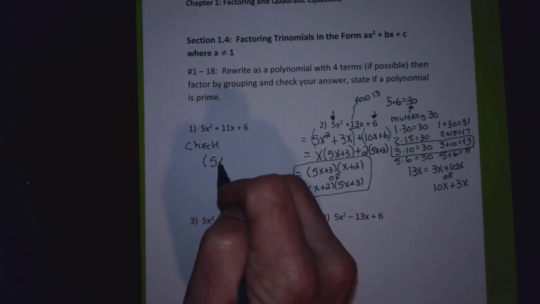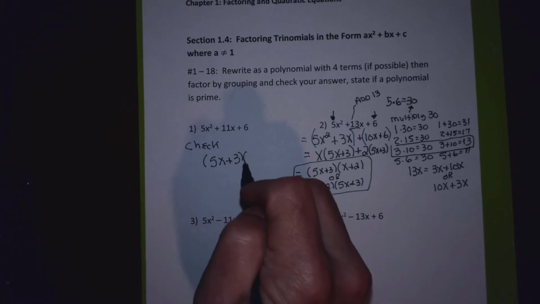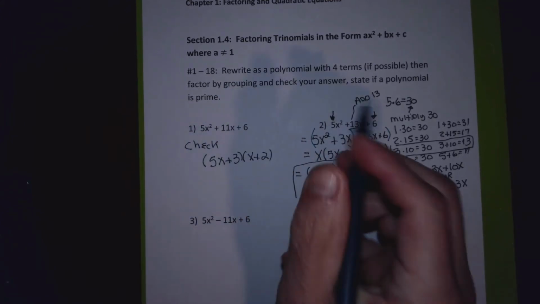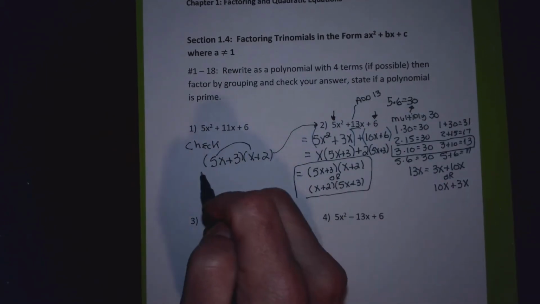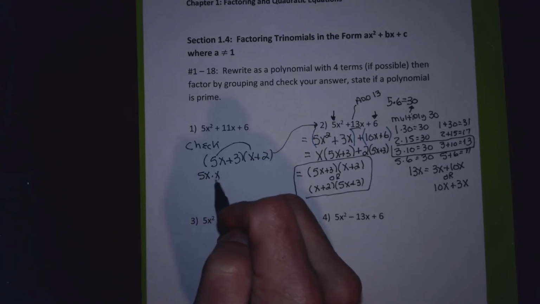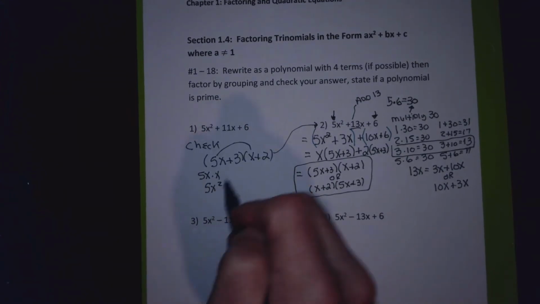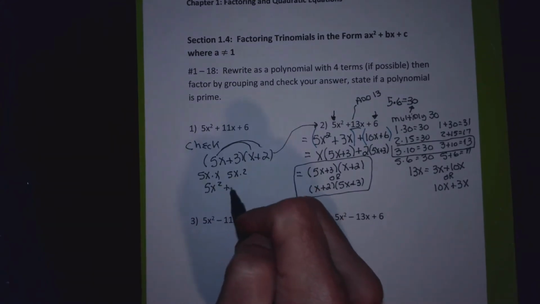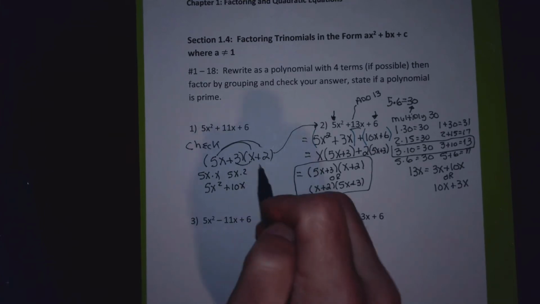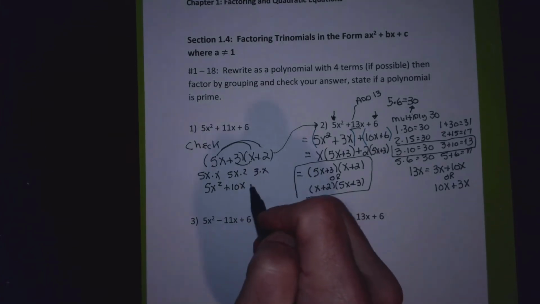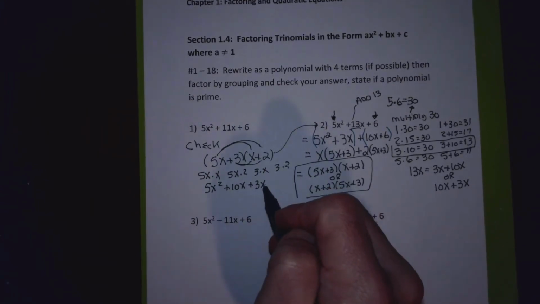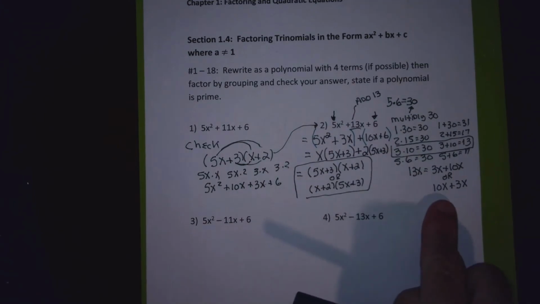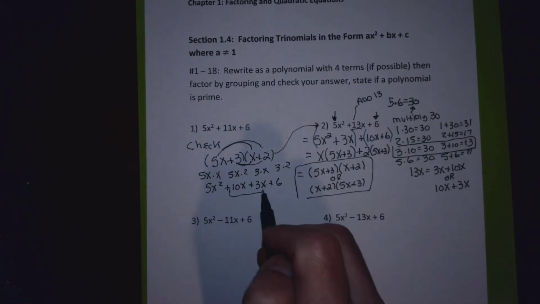So if I want to multiply 5x plus 3 times x plus 2 to make sure my answer is correct, when I multiply it, it should equal the original problem. I'll start off, I'll do 5x times x, which is the first part of foiling. It's going to give me a 5x squared. And then 5x times 2, that's a positive 10x. And then 3 times x, that's a positive 3x. And then 3 times 2, that's a positive 6. You'll see that 10x and 3x come back up here. I know that those add up to 13x.